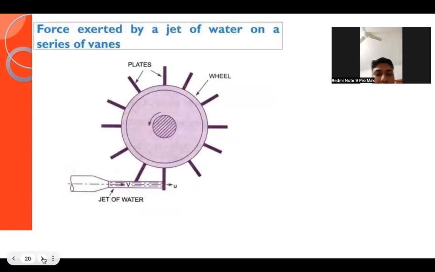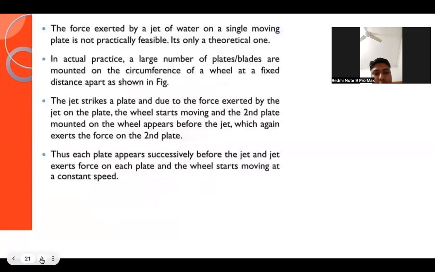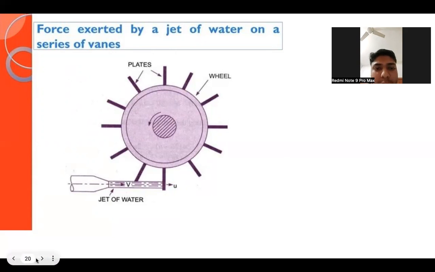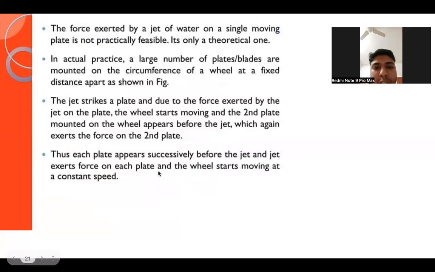Here we have added some fixed blades to a wheel, and the jets, and we have taken some assumptions. The assumptions are that in this case the mass of water coming out of the nozzle per second is always in contact with the plates when all plates are considered. Mass of water per second striking the series of plates is rho a v.